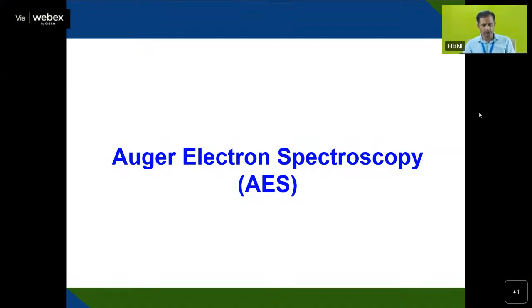Okay, so now we'll discuss Auger electron spectroscopy. It is almost similar to X-ray photoelectron spectroscopy. The only difference is that in the case of XPS, it is X-ray in, electron out. But in the case of Auger electron spectroscopy, it is electron in and electron out. But Auger electrons you also get during your XPS analysis. So in that case, X-ray in and Auger out is also possible, but that is only in XPS. If you go to Auger electron spectroscopy, it is electron in and electron out.